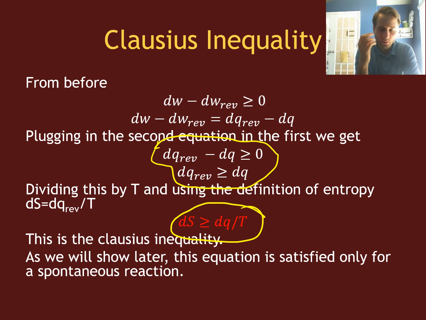The only time these are equal to each other is when the process is done reversibly. Otherwise, this entropy change is always greater than or equal to the heat transfer divided by the temperature. And this is always satisfied for a spontaneous reaction. This inequality is always true.